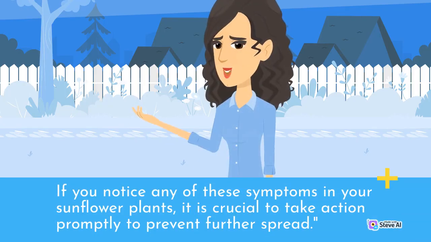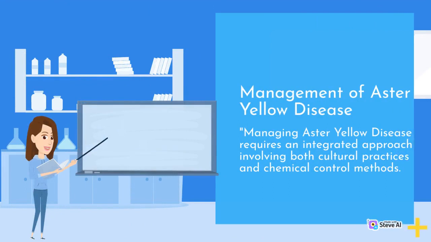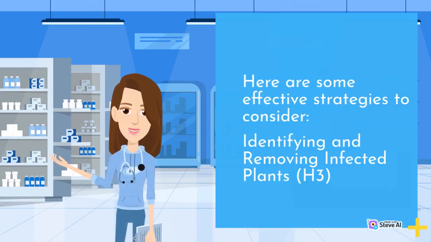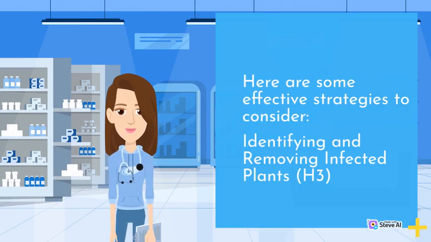If you notice any of these symptoms in your sunflower plants, it is crucial to take action promptly to prevent further spread. Management of Aster Yellow disease. Managing Aster Yellow disease requires an integrated approach involving both cultural practices and chemical control methods. Here are some effective strategies to consider.